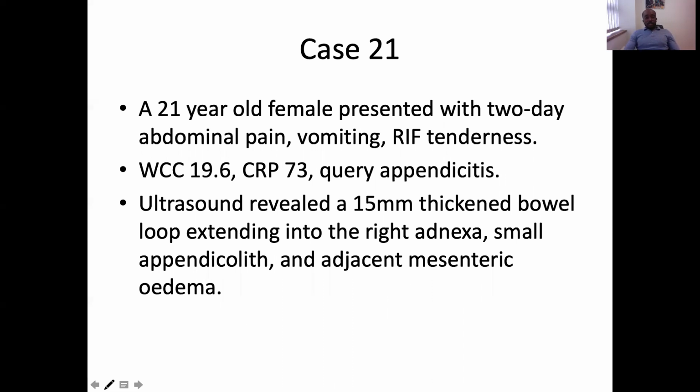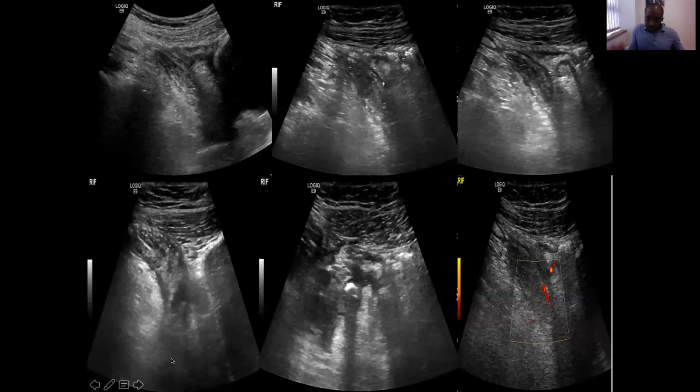So it's another case. A 21-year-old female presented with 2-day abdominal pain with some vomiting, right iliac fossa tenderness. WCC was raised, CRP was raised, everyone queried appendicitis. Ultrasound was requested to rule out appendicitis. And this revealed a 15mm thickened bowel loop extending into the right adnexa. There was a small appendicolith and adjacent mesenteric edema. So this was a case that wasn't so conclusive on ultrasound when it was performed.